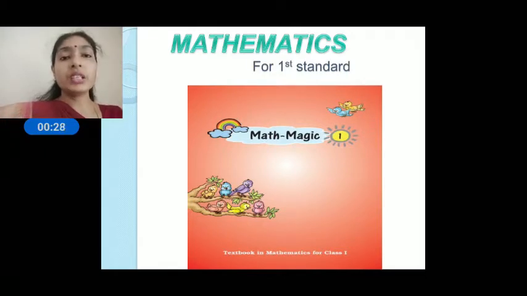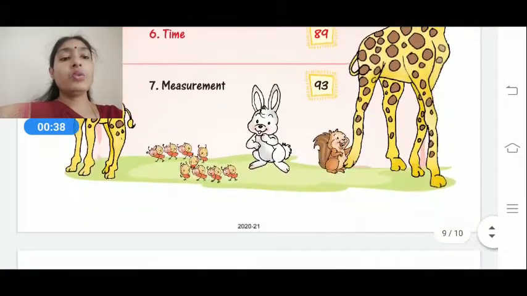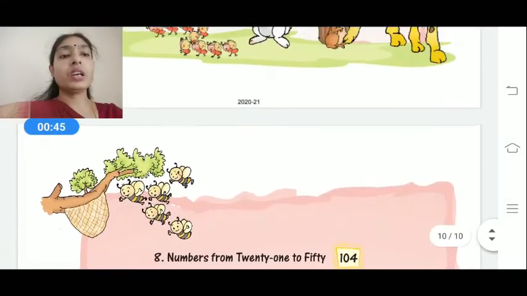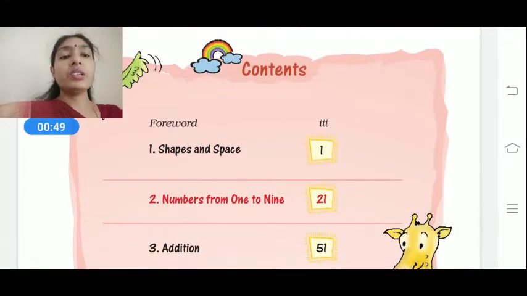Now before starting the lesson, let us see how many chapters you have to learn this year. So this is your textbook content. This year you have to learn a total of 13 lessons. In that you have to learn addition, subtraction, money, pattern, data handling, etc. So the first lesson is shapes and space.